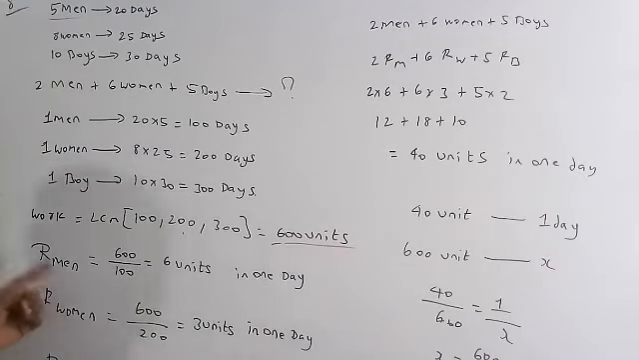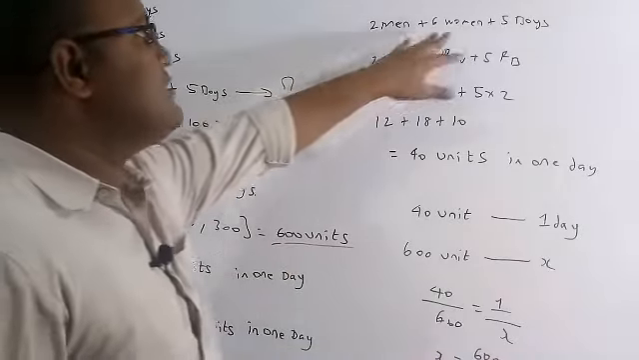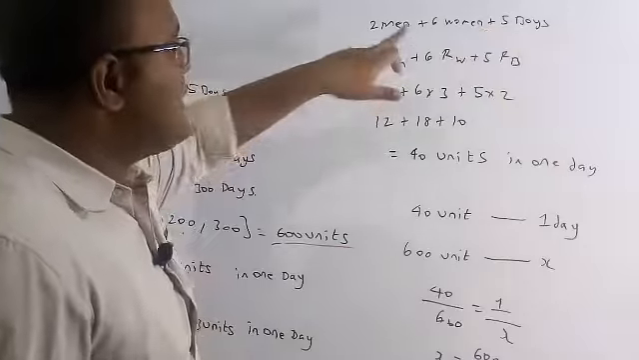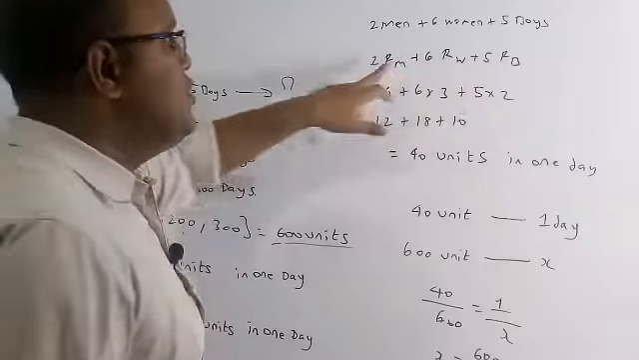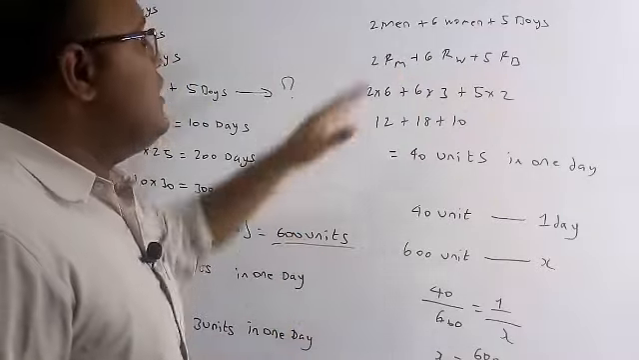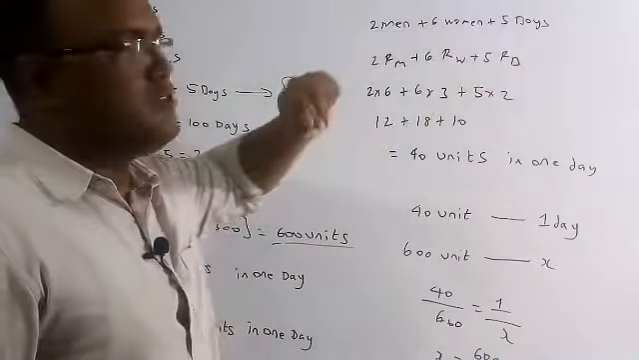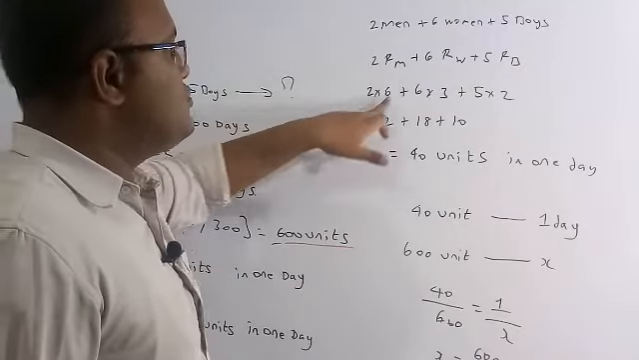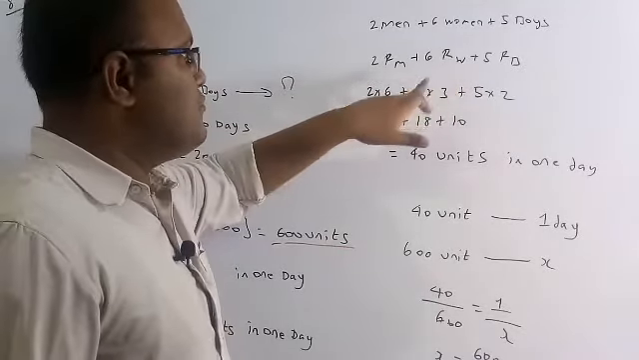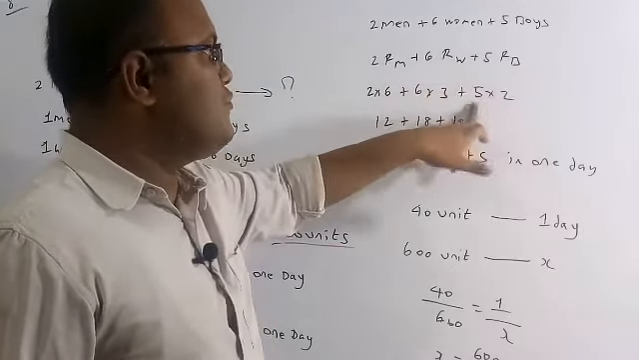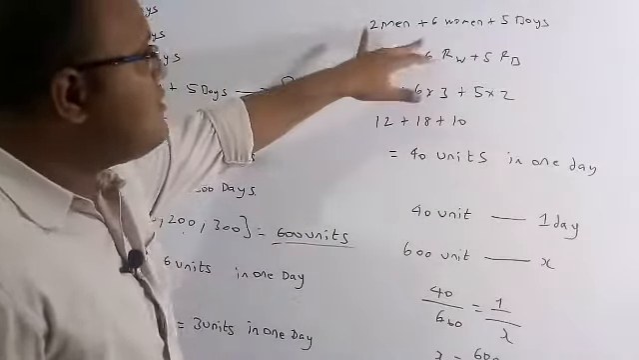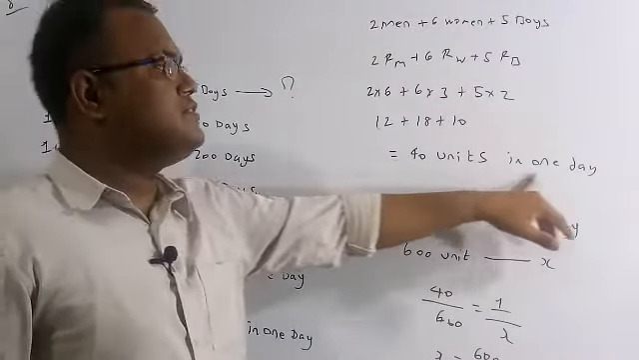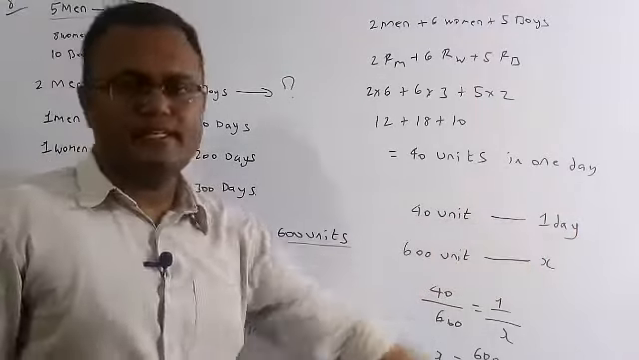So we found the rate of men, rate of women and rate of boy. But there is a team of 2 men, 6 women and 5 boys, and we know the rates RM, RW and RB. So in a day I want to find how much work is done by this total team. The rate of men is 6, so 2 into 6, the rate of women is 3, so 6 into 3, and the rate of boy is 2, so 5 into 2. So 12, 18 and 10. If you add, the total is 40 units, which means this whole team can do 40 units of work in one day.